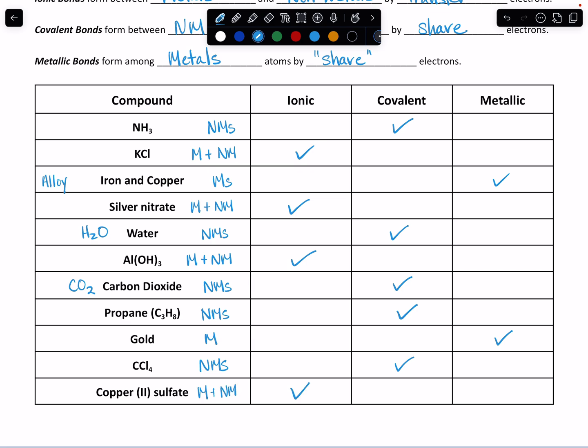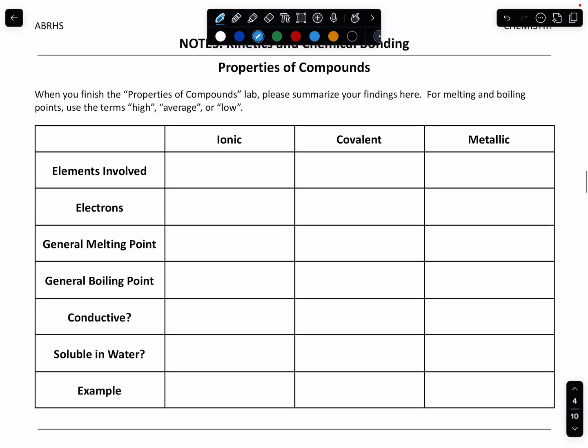So I should be able to give you any compound's formula or name, and you should be able to tell me whether it uses ionic bonding, covalent bonding, or metallic bonding. Okay? Now in class, we're going to do a lab. As part of that lab, you're going to look at different physical properties of compounds as a way to start to sort ionic, covalent, and metallic compounds based on these physical properties.